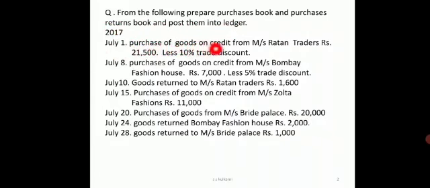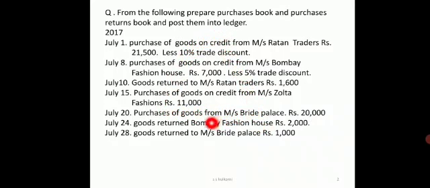The problem says you are having credit purchases from Ratan Traders 21,000. Purchase goods from Bombay Fashion House 7,000, 5% trade discount. Goods are returned to Ratan Traders 1,600. Then purchases from Zolta Fashion House 11,000. Purchase from Bride Palace 20,000. Returned goods to Bombay Fashion House 2,000. And goods returned to Bride Palace 1,000. So this is the problem.